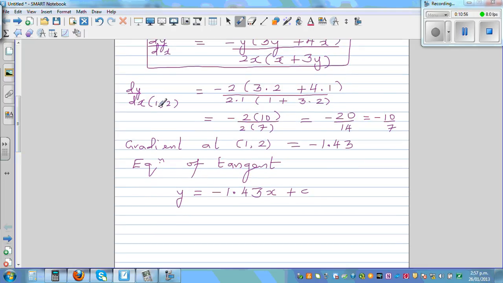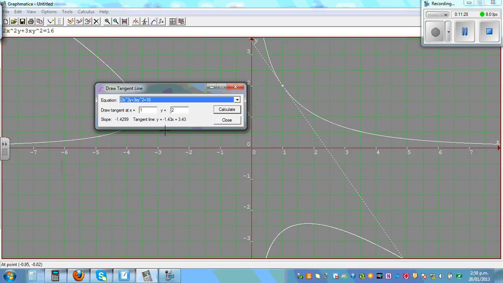And we know 1, 2 is a point on the graph, so in place of y I can put 2, is equal to minus 1.43 times 1 plus c. So your c is 3.43. And that's how we got the equation of the tangent: y is equal to minus 1.43x plus 3.43. Okay, so let me show you that. This is the equation of the tangent. The program tells me directly that the equation of this tangent at 1 comma 2 is minus 1.43x plus 3.43.